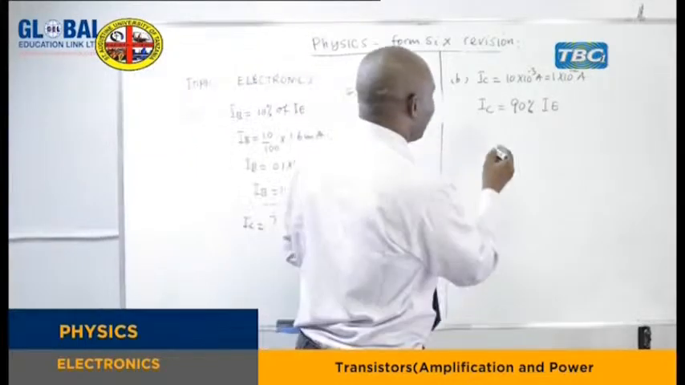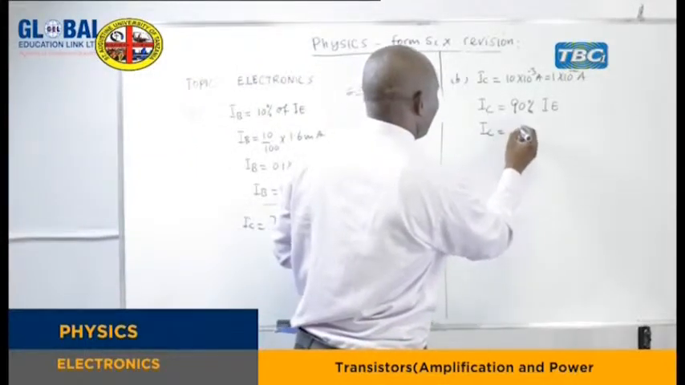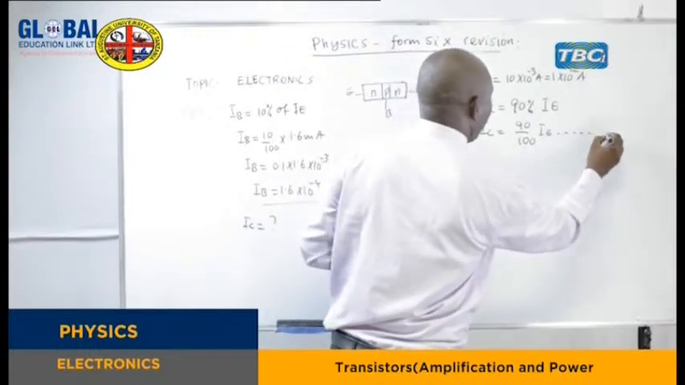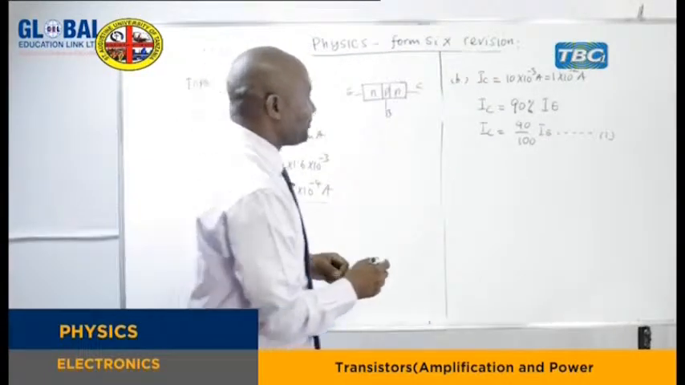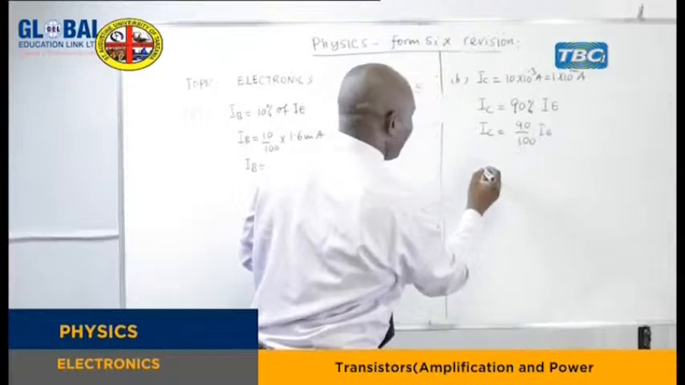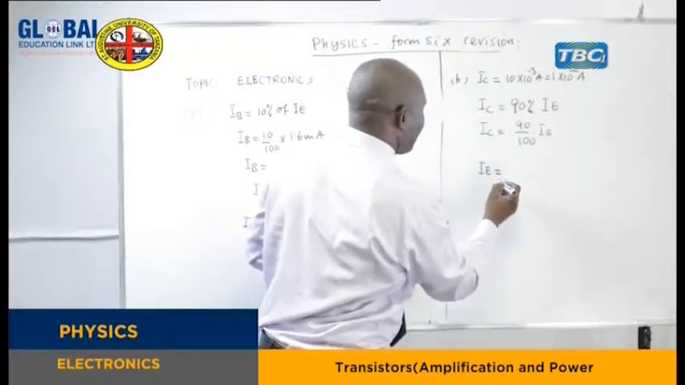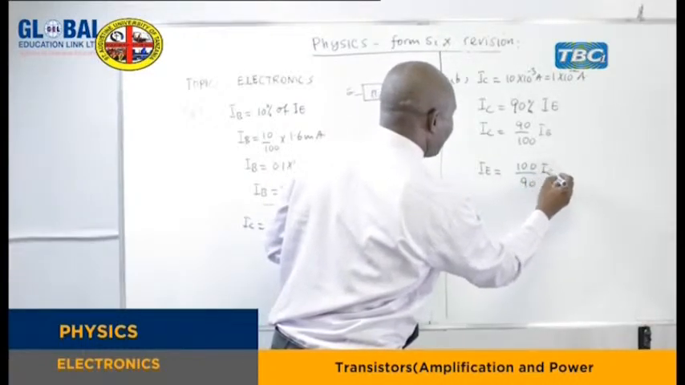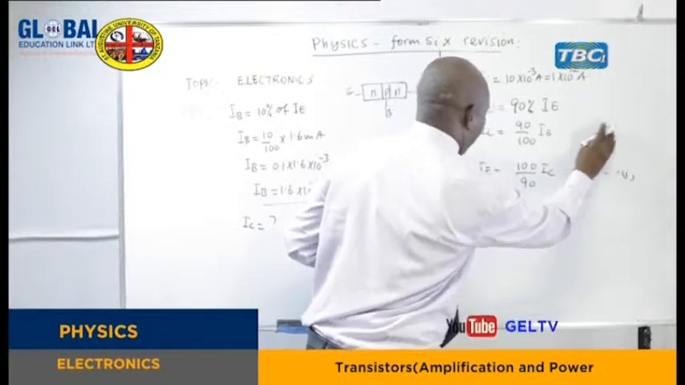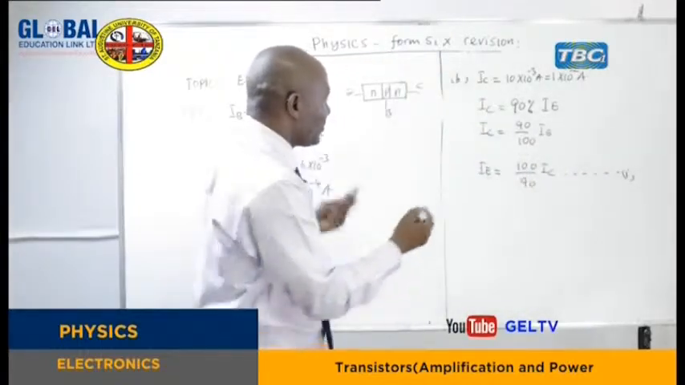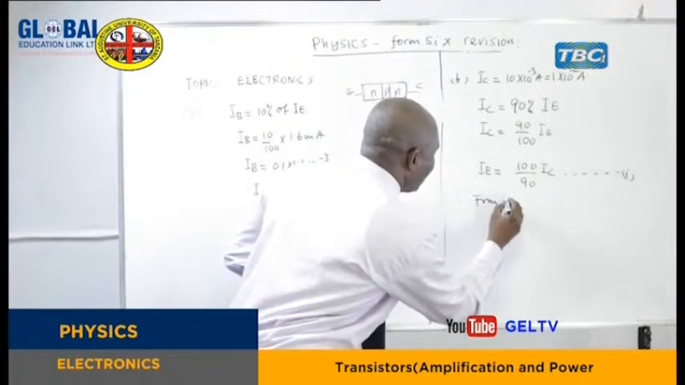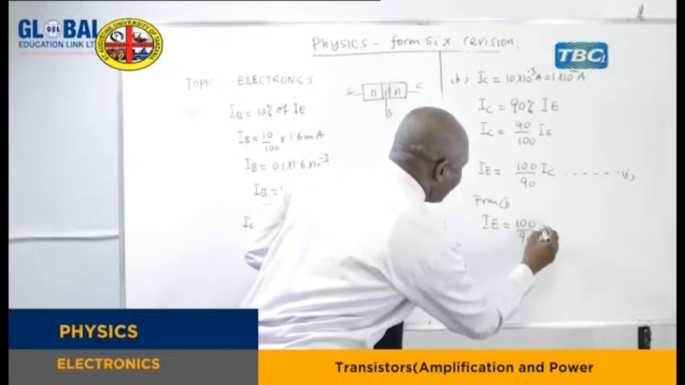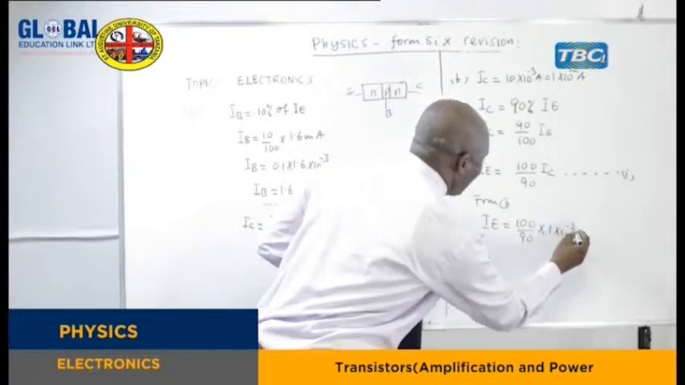So we know that IC equals 90 over 100 IE. This is equation number 1. Even here you can make arrangements. You can find IE: IE equals 100 over 90 IC. Because IC is given, you can find IE from number 1. IE equals 100 over 90 times 1 times 10 negative 2.